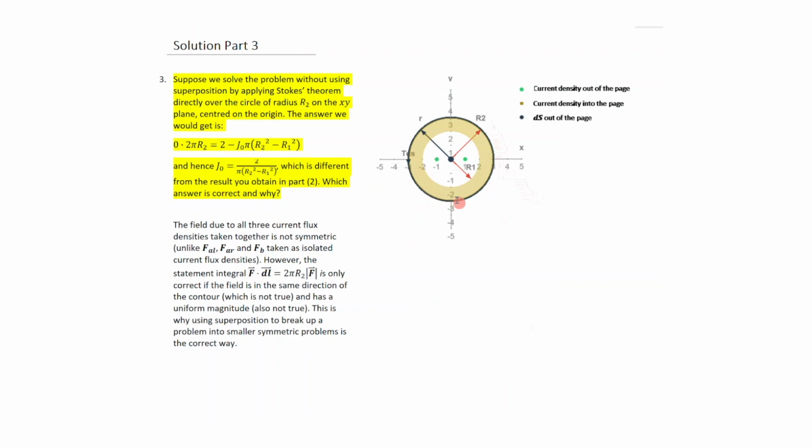Also, the magnitude is not uniform. Remember that when we did the computation, we assumed F was uniform. That's not going to be the case either. Okay? So that's why using superposition to break up a problem into smaller symmetric problems is the correct way. Here, there is no symmetry, and therefore this relationship has absolutely no meaning. Well, that concludes Lecture 30B. Thank you for listening.